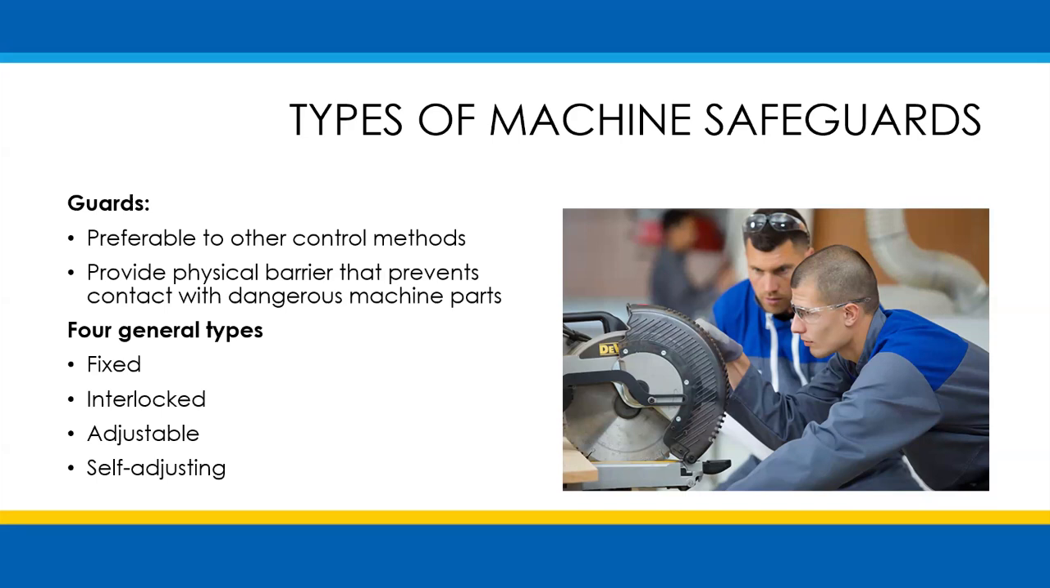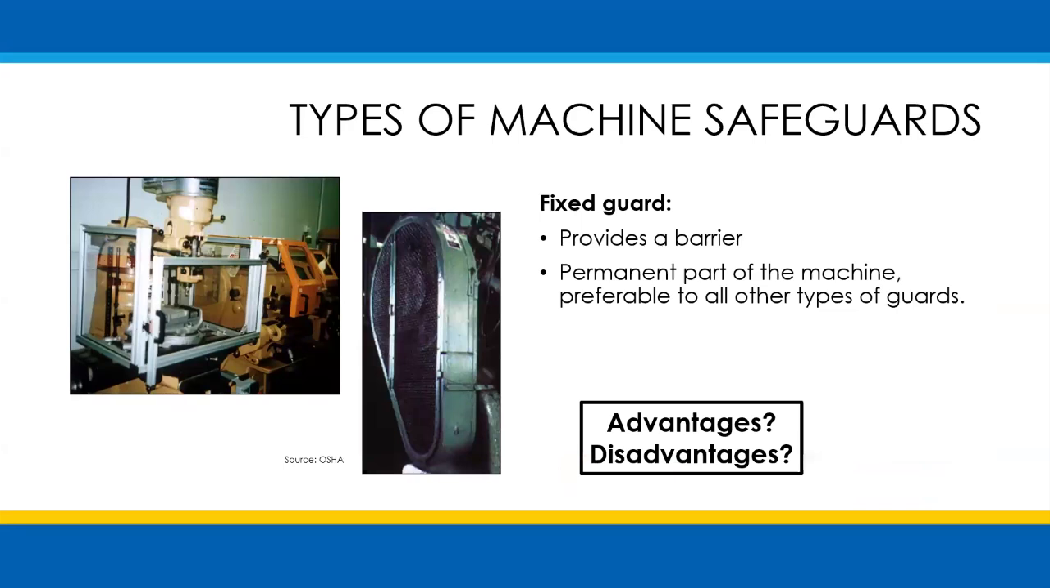Guards can be fixed to the machinery, interlocked so that the guard must be in place for the machine to run, or adjustable or self-adjusting to fit a variety of stock. As the name implies, a fixed guard is a permanent part of the machine. It is not dependent upon moving parts to function.